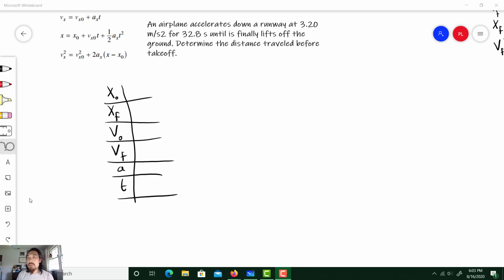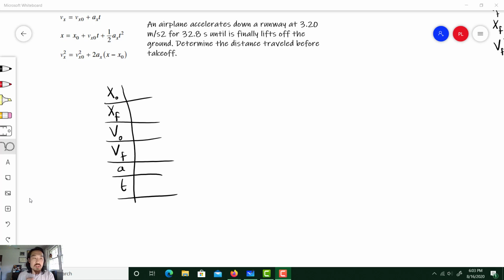Alright, so here we have a classic kinematics problem, an airplane that is accelerating down a runway. Okay, so we have an airplane that accelerates down a runway at 3.2 meters per second squared for 32.8 seconds until it finally lifts off the ground. Determine the distance traveled before takeoff.